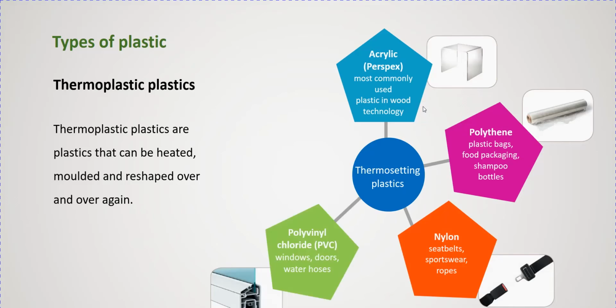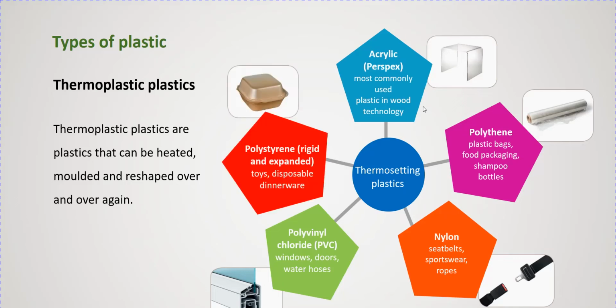And then finally we have polyvinyl chloride, commonly known as PVC. So windows, doors, water hoses. An exam question that could be asked on polyvinyl chloride is, what does PVC stand for? It stands for polyvinyl chloride. And then we have our polystyrene, rigid and expanded, used for disposable dinnerware such as a takeaway box, and also used as insulation material for houses.